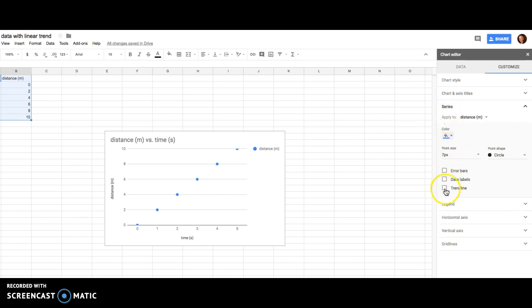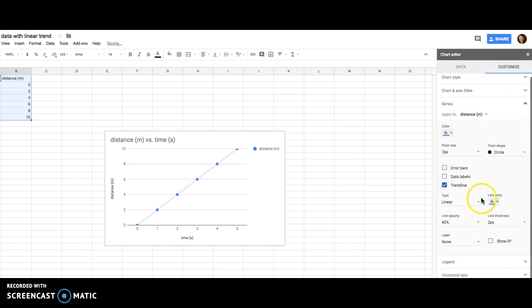you can add a trend line. And if you choose the type of trend line to be linear, below that, you can choose label, use equation, and it will magically place an equation here where it says 2x plus 0. That's slope-intercept form for a linear equation.